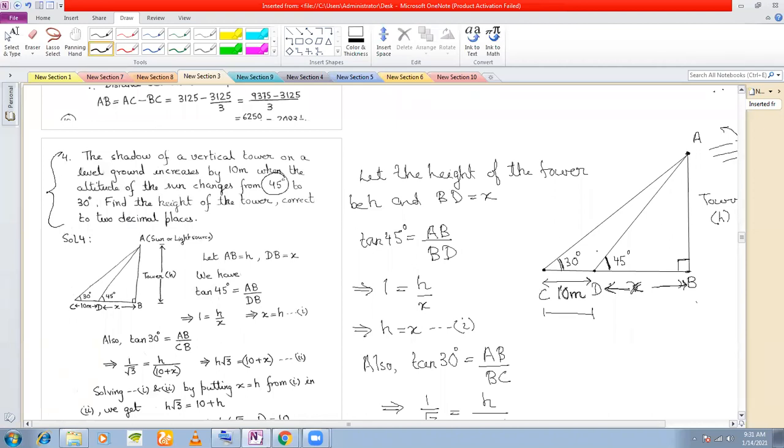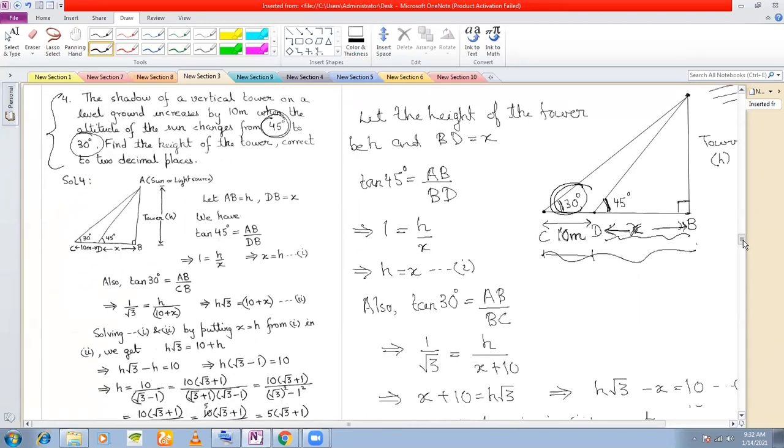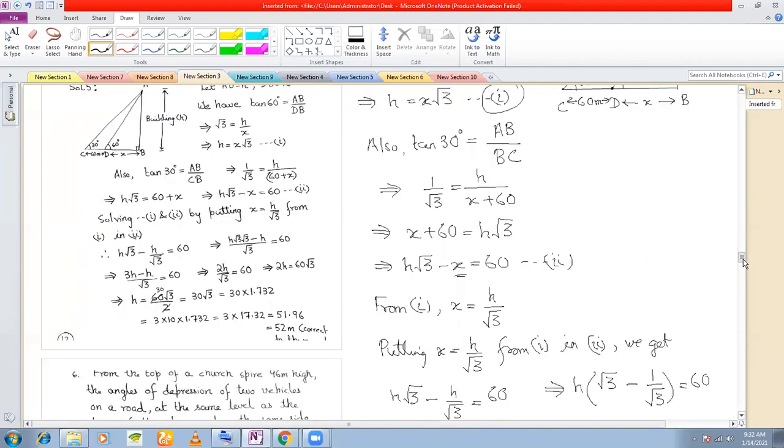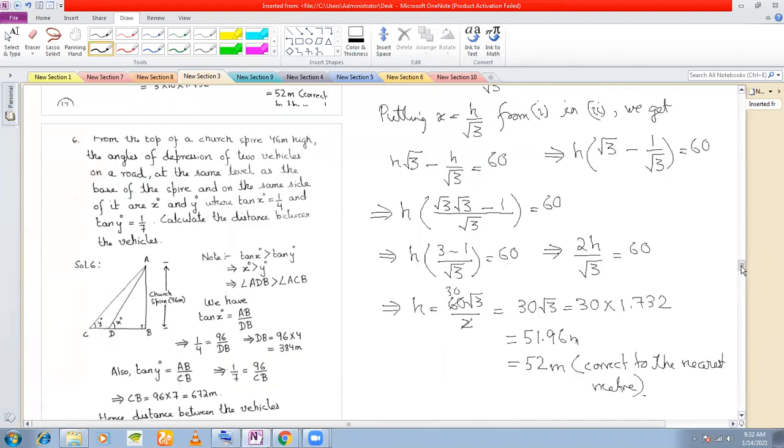Remember, as I told you, always the lower angle, if two angles are given to you here, 45 degree and 30 degree, the lower angle will always be distant from the base of the tower. The higher angle will be closer to the tower. That is how you will judge. Otherwise, you will have to get into the angle of depression concept. This is a small shortcut that you can use when the words angle of elevation and depression are not given. Let us see the next problem.